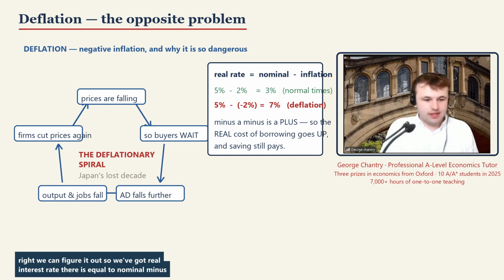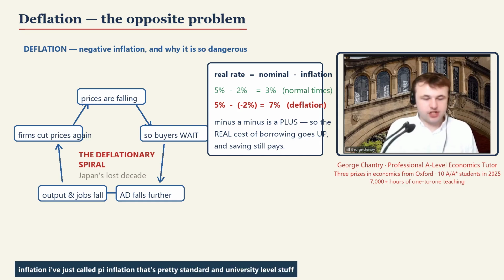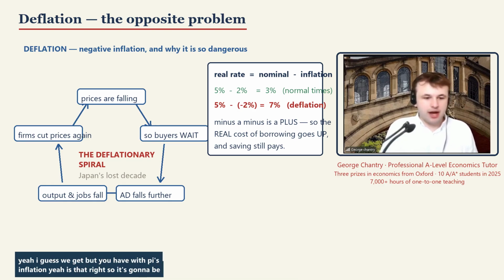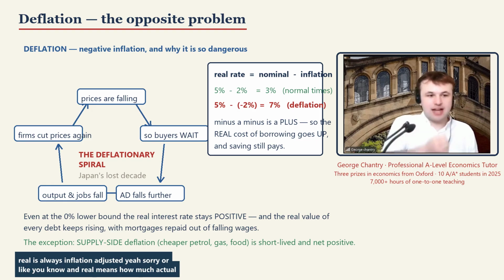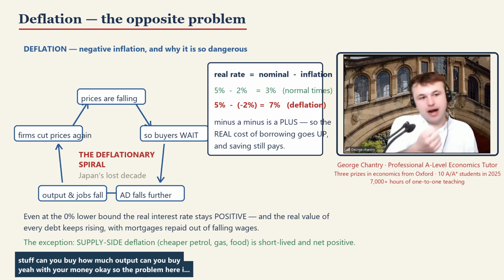So we've got the real interest rate is equal to nominal minus inflation. Inflation I've just called pi, that's pretty standard in university level stuff. So the real interest rate is equal to the nominal interest rate minus inflation. Nominal is the actual money you get paid by the banks. If the bank's offering you 5%, that's the nominal rate. But the real interest rate is always inflation adjusted. In macro language, real is always inflation adjusted, and real means how much actual stuff you can buy, how much output you can buy with your money.